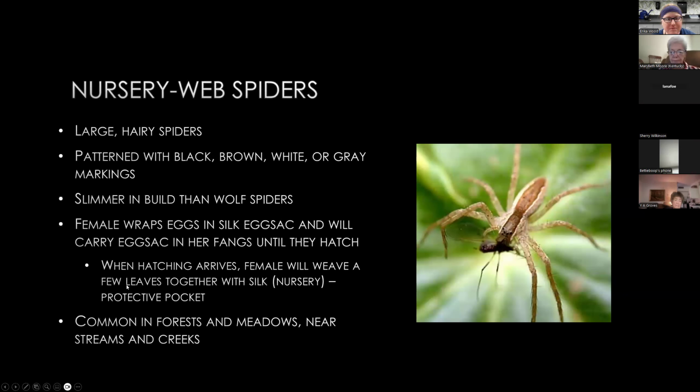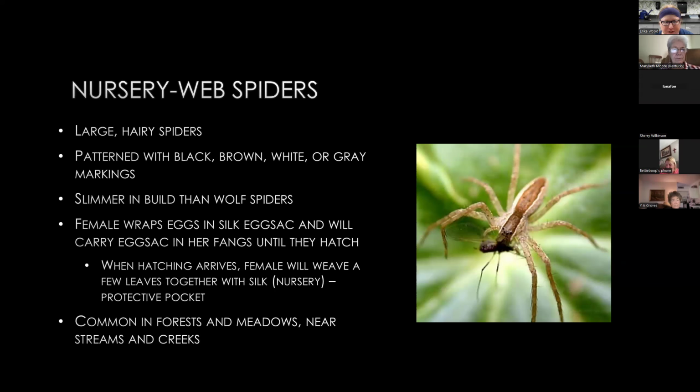The next one is the nursery web spiders. I know we have sheet weaving, we have purse web, we have orchard, we've got all kinds of names for these spiders. The nursery web spiders are very large, hairy spiders. These also get mistaken for wolf spiders, but they are not wolf spiders. Usually they're a little bit slimmer than the wolf spider, which can be bigger and kind of thick. But it does have similar markings, and a lot of us look at that and think, oh, is that a wolf spider? But it's really not.